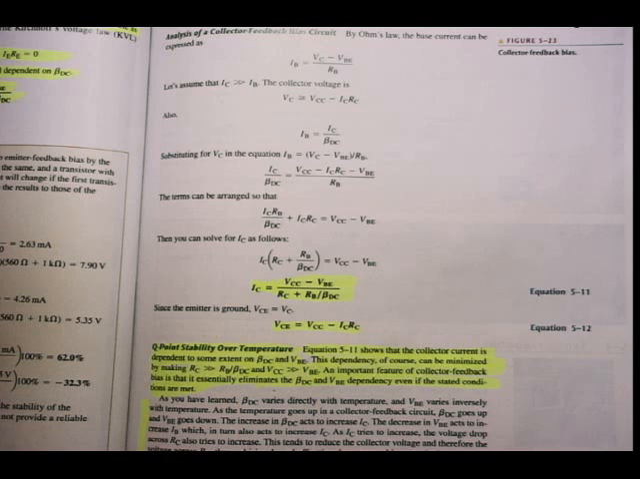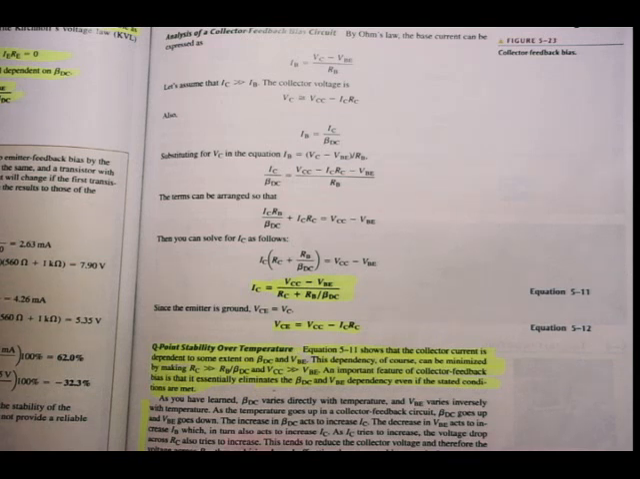As IC tries to increase, the voltage drop across RC also tries to increase. This tends to reduce the collector voltage and therefore the voltage across RB, thus reducing IB and offsetting the attempted increase in IC and the attempted increase in VC. The result is that the collector feedback circuit maintains a relatively stable Q point. The reverse action, of course, occurs when the temperature decreases.